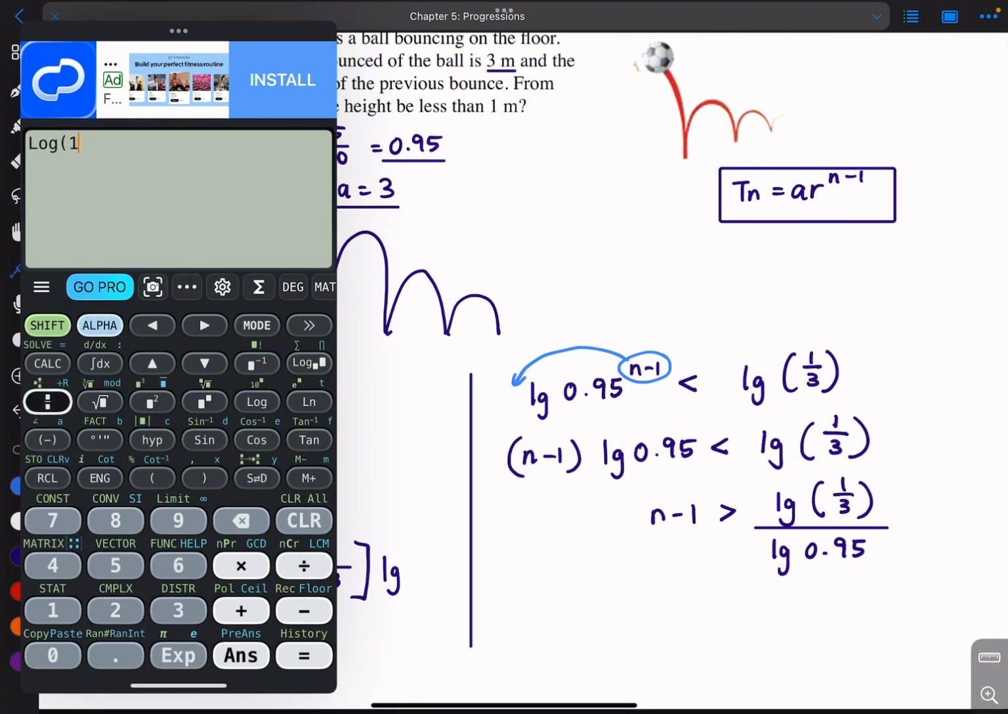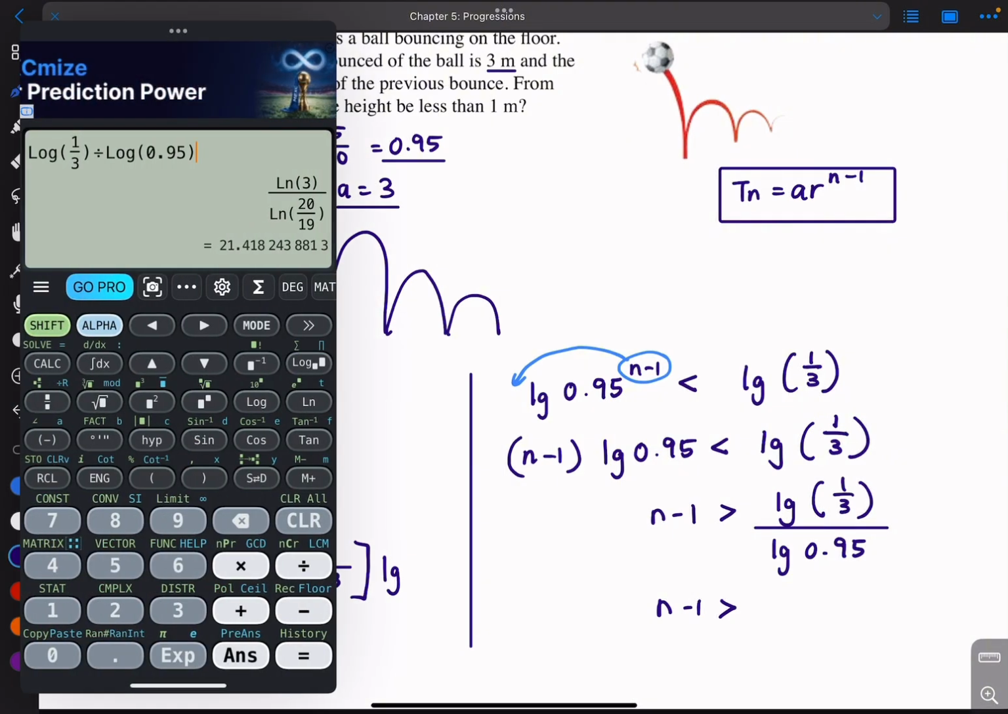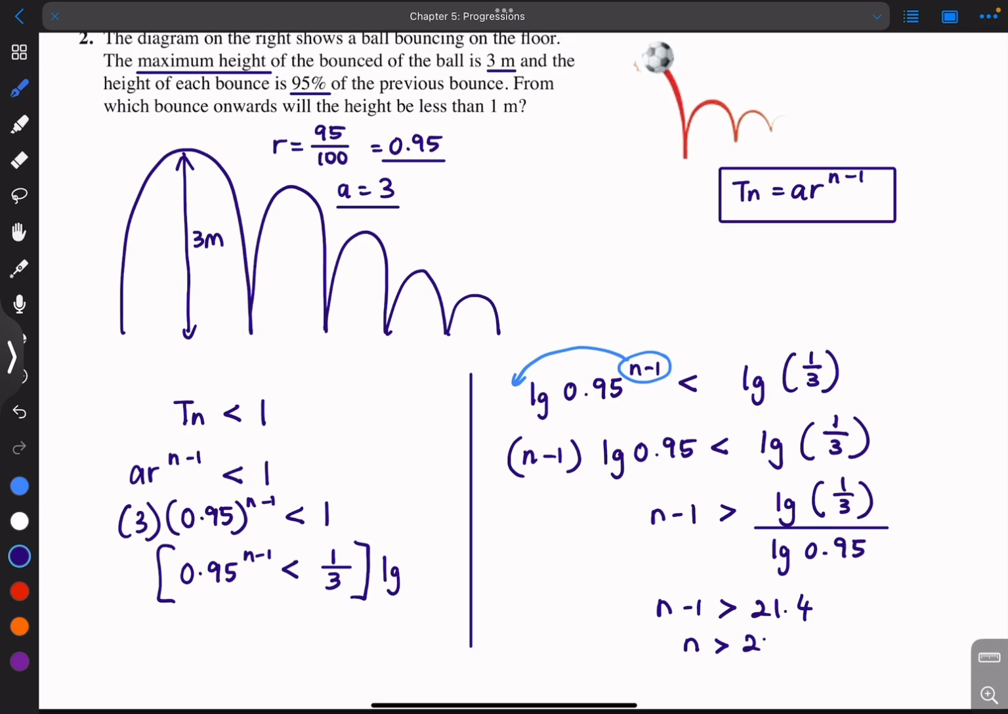So log 1 over 3 divided by log 0.95, we get n minus 1 is more than 21.4. So n is more than 22.4, because the negative 1 we bring there will become plus 1. So since n is more than 22.4, n is therefore 23. That means on the 23rd bounce, the ball will be less than 1 meter after bouncing 23 times. That's it.